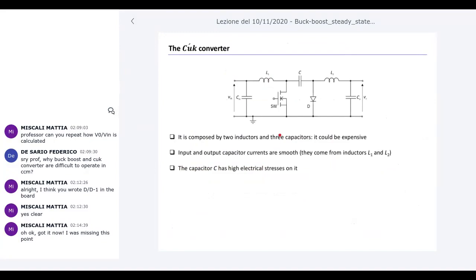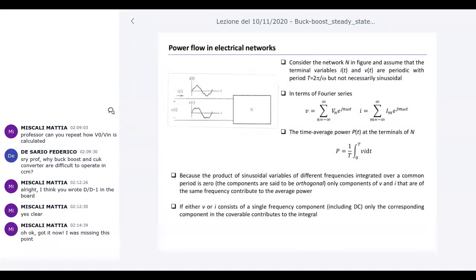So, final consideration about the Cuk converter: 2 inductors and 3 capacitors. So it is expensive, but the input and the output current are smooth, so they can avoid disturbances exported to the input source or to the load. And finally, that capacitor has very huge electrical stress, meaning that the working voltage is very large, Vin minus Vo, and Vo is negative. Okay, questions, other questions about this?